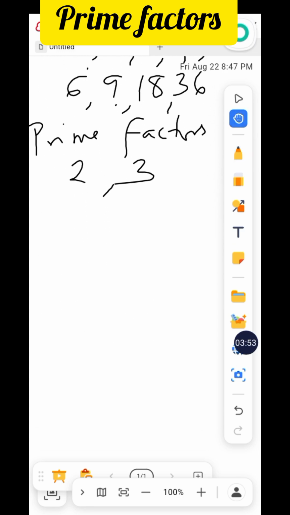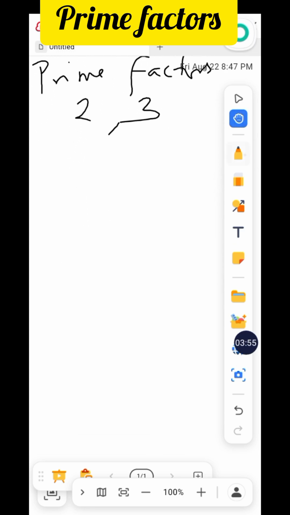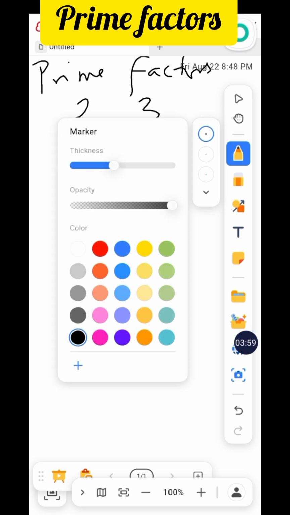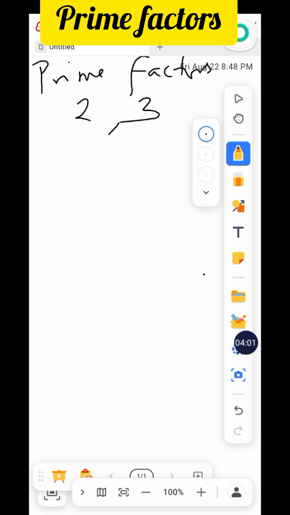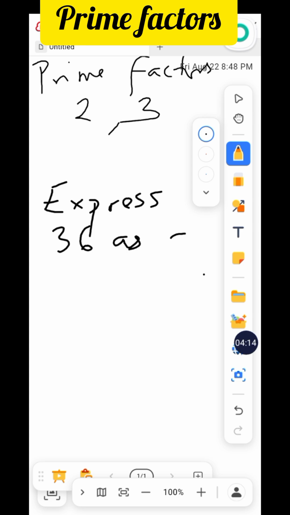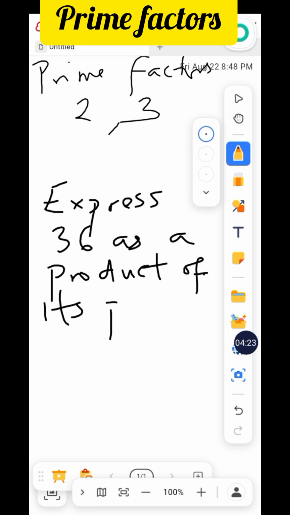So having understood what prime factors are, what is another way in which they can ask us questions under these prime factors? They will say express a particular number. For example, express 36 as a product of its prime factors. So I would like to break this down in Yoruba. What does it mean? Express 36 as a product of its prime factors.